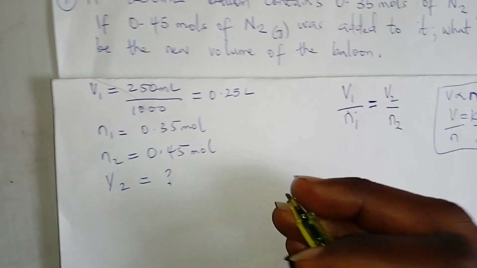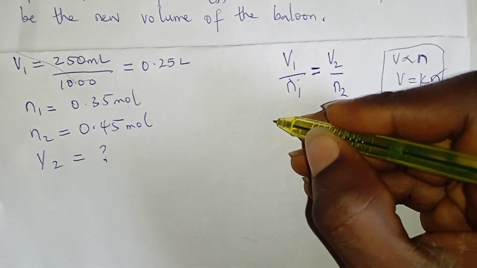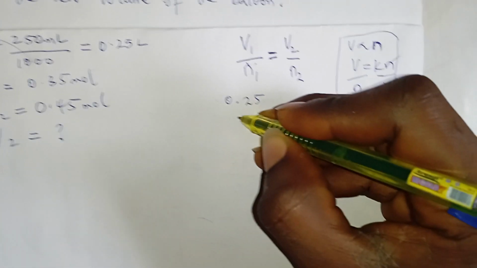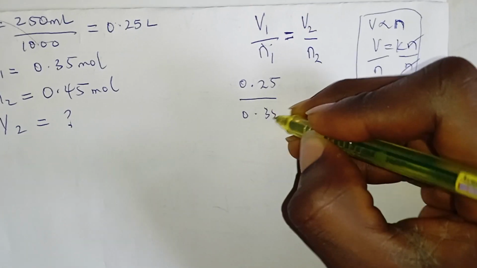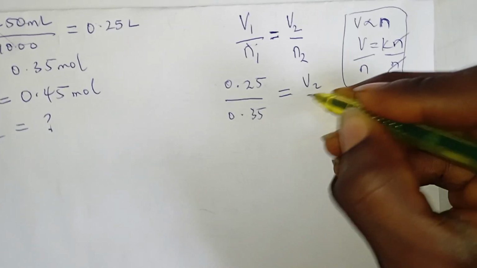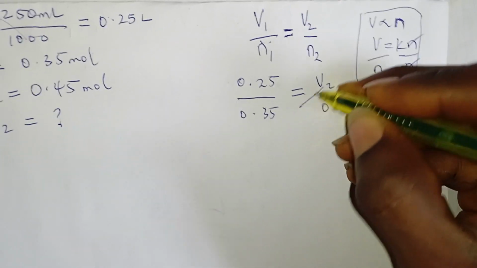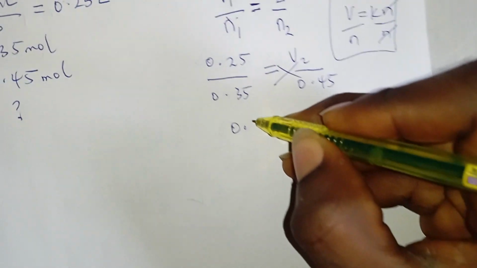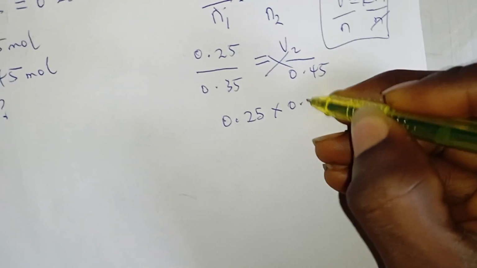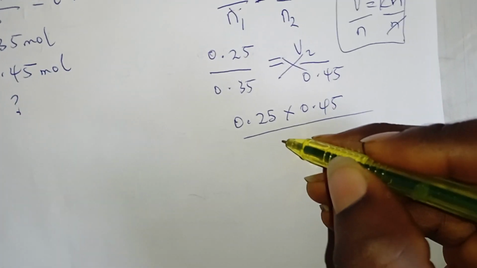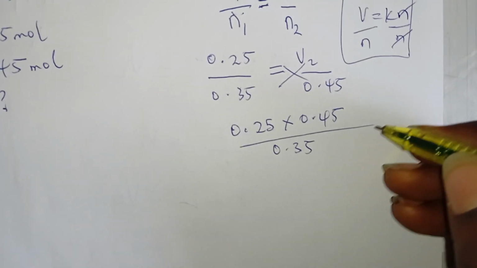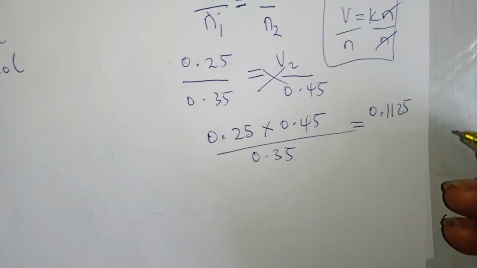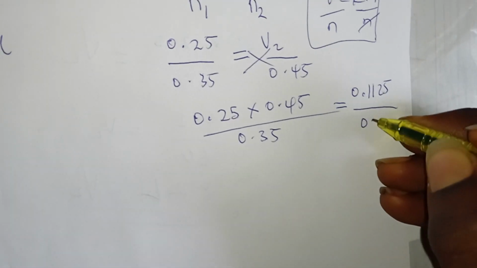So if you know this, let's substitute the values we have. That is 0.25 all over 0.35 equals V2 all over 0.45. If you cross multiply, you now have V2 equals 0.25 times 0.45 all over 0.35, and this will give you 0.1125 all over 0.35.